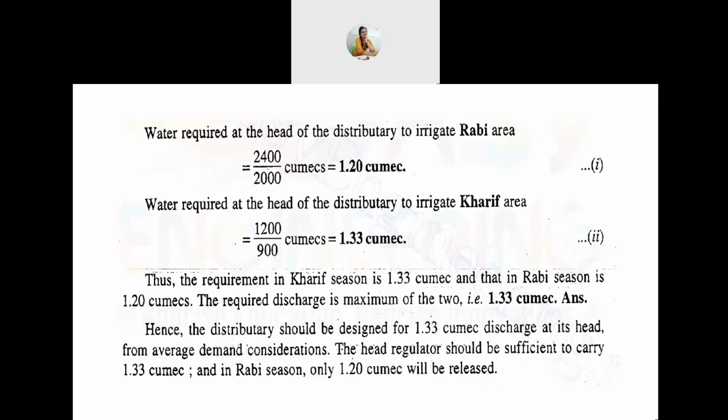So water required at the head of the distributary to irrigate Rabi area is 2,400 divided by 2,000 cumecs, which is equal to 1.20 cumecs. So water required at the head of the distributor to irrigate Kharif area is 1,200 by 900 cumecs, which is equal to 1.33 cumecs. So thus the requirement in Kharif season is 1.33 cumecs and that in Rabi season is 1.20 cumecs. The required discharge is maximum of the two, so the answer will be 1.33 cumecs. Hence the distributor should be designed for 1.33 cumecs discharge at its head from average demand considerations. So the head regulator should be sufficient to carry 1.33 cumecs and in Rabi season only 1.20 cumecs will be released.